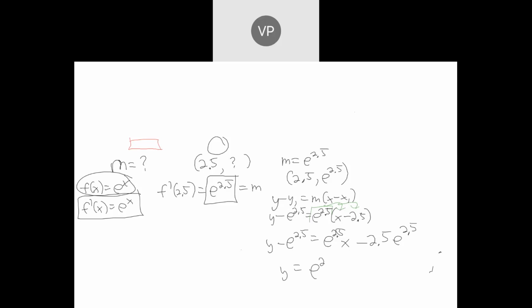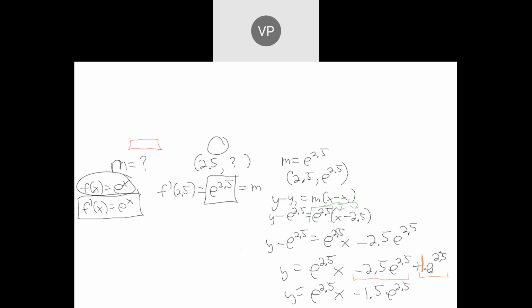So I get e to the 2.5 x minus 2.5 e to the 2.5 plus e to the 2.5. Now this last part's going to be kind of fun, and I say that sarcastically. You look at these two terms here on the right, this one and this one, they're both e to the 2.5. Well, there's one of them, there's negative 2.5 of them. Together, because they're exactly the same, it's a negative 1.5 e to the 2.5.